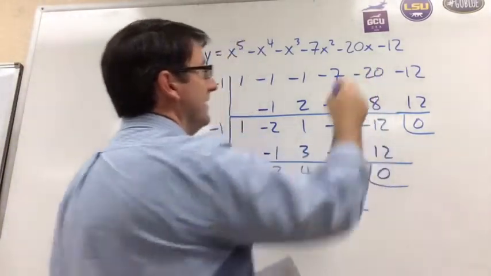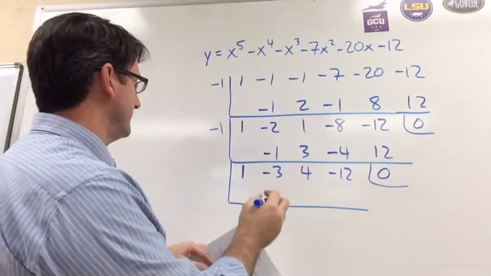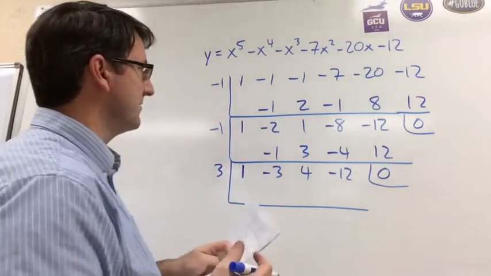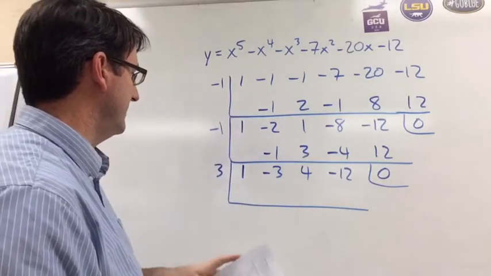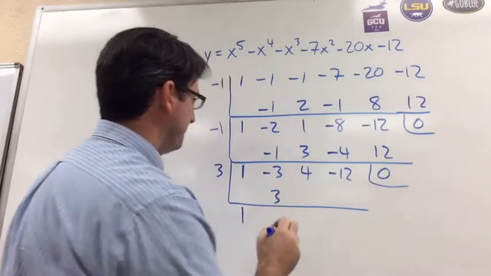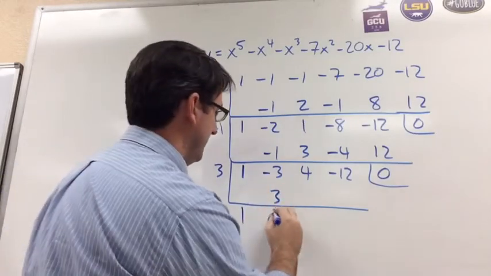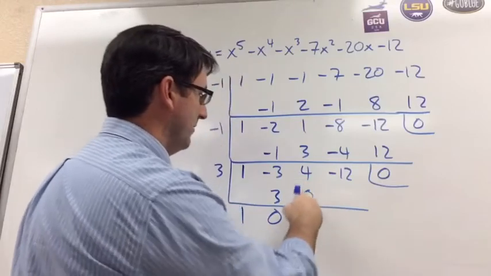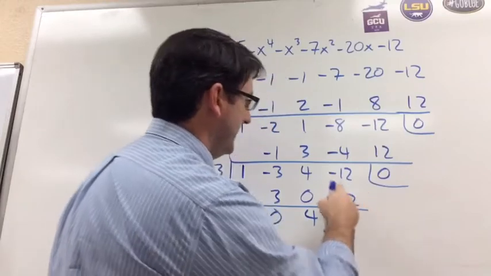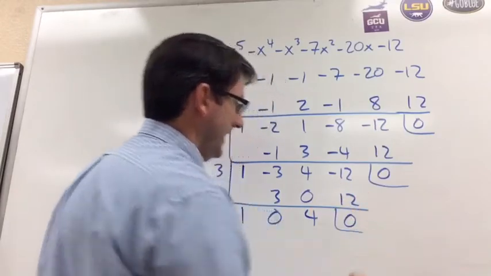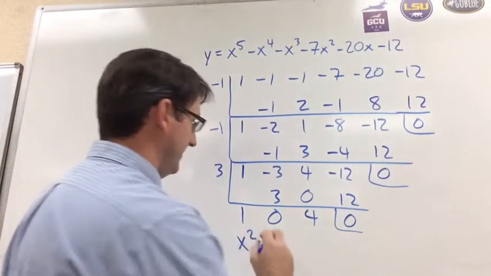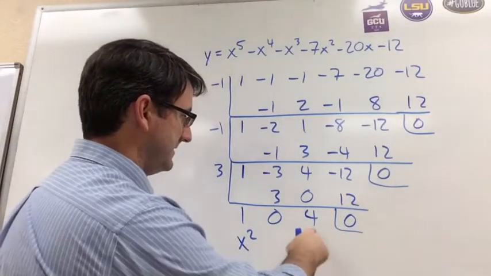Now let's divide out our third factor, which is x minus 3. So we're going to put a +3 out front here. That's our third real zero. -1, -1, and 3 were our 3 real zeros. So drop down the 1. 3 times 1 is 3. -3 plus 3 is 0. 3 times 0 is 0. 4 plus 0 is 4. And then 3 times 4 is 12. -12 plus 12 is 0. And that's our remainder here. So what we're left with is x squared plus 0x plus 4.